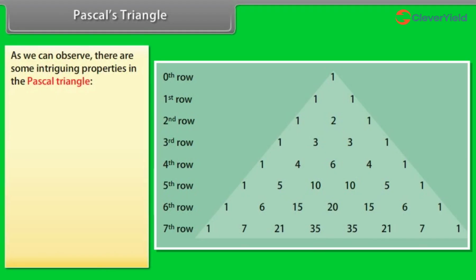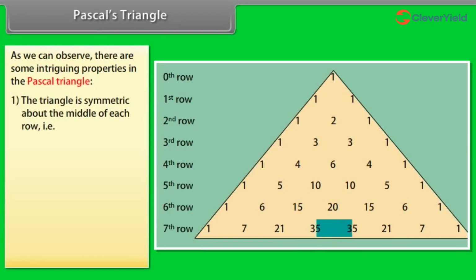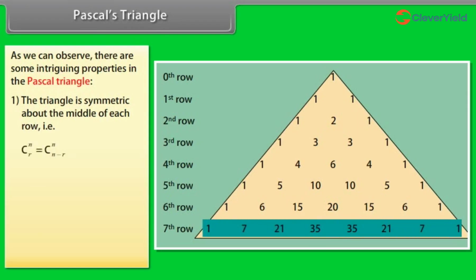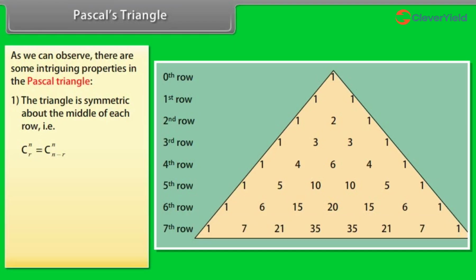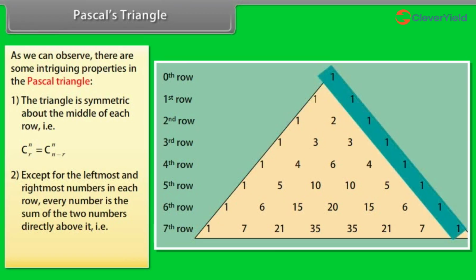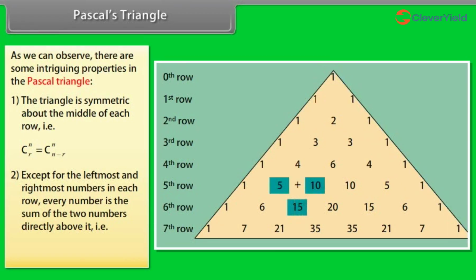As we can observe, there are some intriguing properties in the Pascal's triangle. The triangle is symmetric about the middle of each row, that is, nCr = nC(n-r). Except for the leftmost and rightmost numbers in each row, every number is the sum of the two numbers directly above it. That is, nCr = (n-1)C(r-1) + (n-1)Cr.